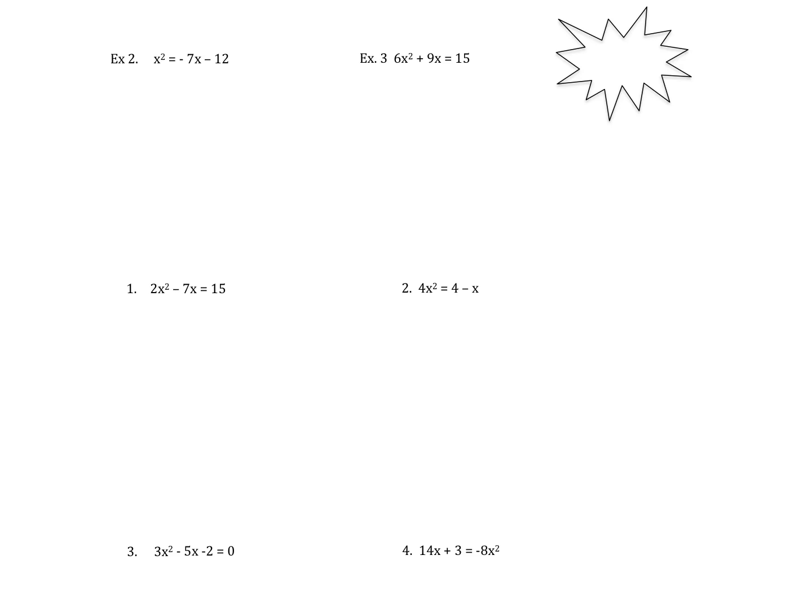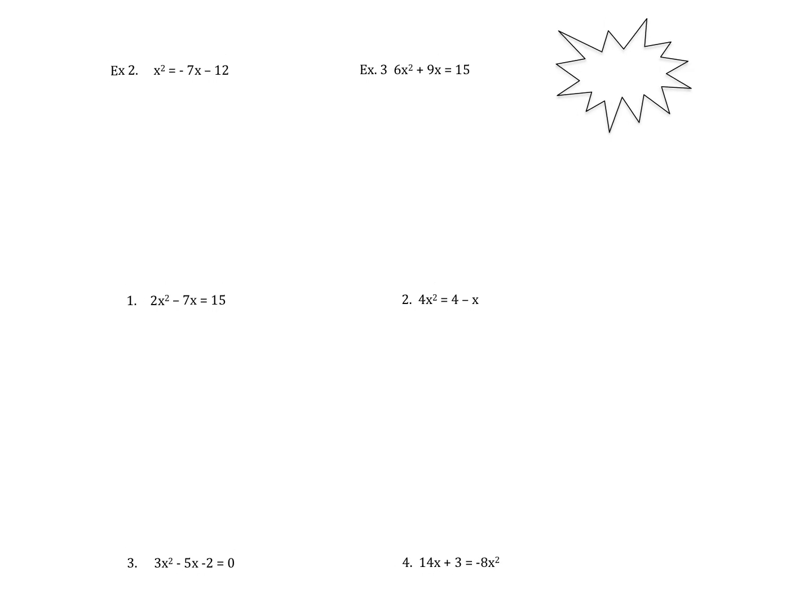Let's flip to the next page and take a look at example number 2 right here. So first of all, when you're solving a quadratic equation, we have to have this set equal to 0. So in this problem, I need to move both the 4 and the x over to the other side by doing the opposite operation.